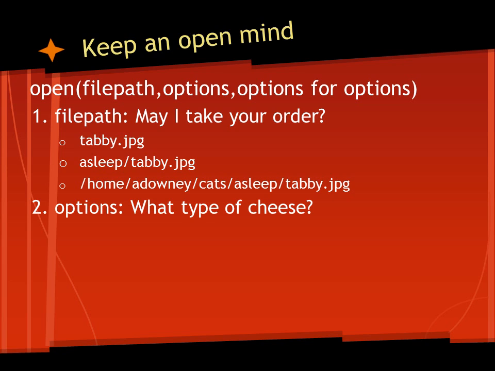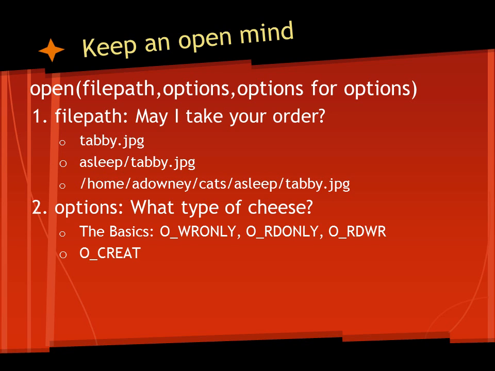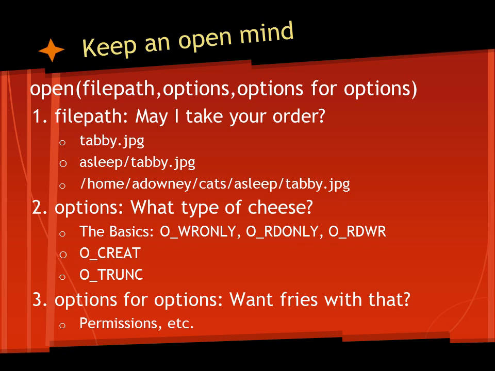The second argument is always the options. Basic options include write-only, read-only, and read-write. But there are also other potential options one can use. O_CREAT opens a file, but if that file doesn't exist, it creates it. O_TRUNC opens the file, but then immediately truncates it, removing all current information within it before the open function returns. Multiple options can be used at once using a pipe to separate them. A third option for open is sometimes used for extra options, including specifying permissions when creating a file.